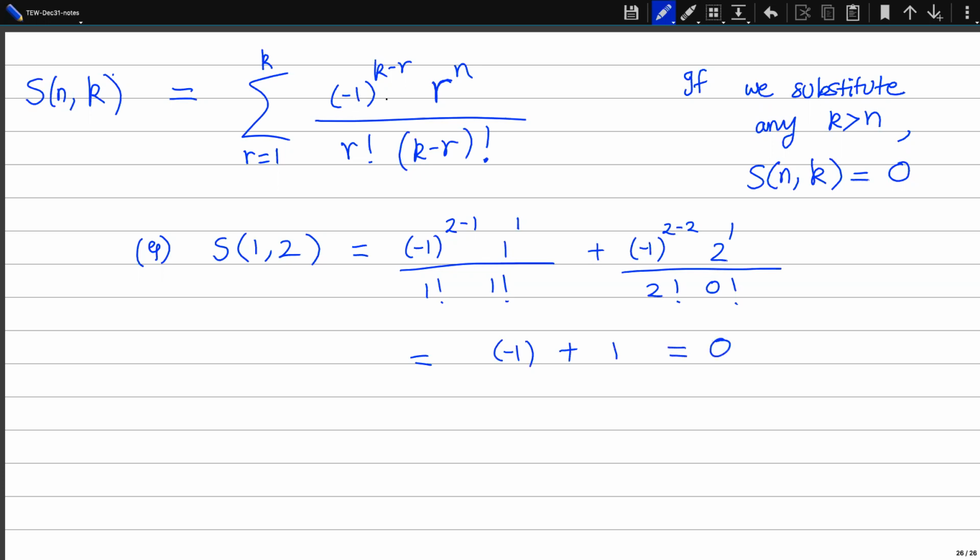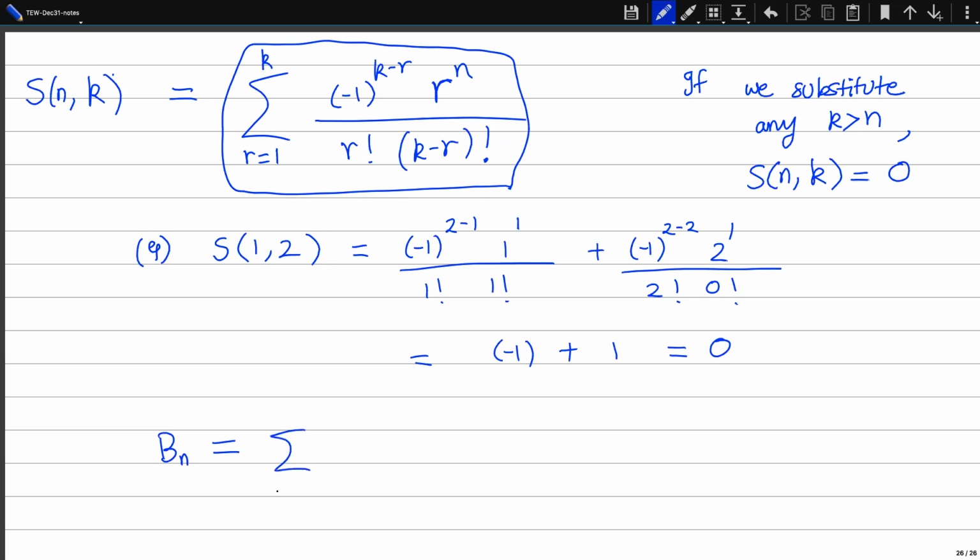So it's an interesting observation: if I put k bigger than n, the sum is always 0. Now let's use that. The Bell number B_n that I defined is the sum with k going from 1 to n of these S(n,k). But let me just do the sum from 1 to infinity of the S(n,k), because once k is big enough, these are just 0. Let me do an infinite sum, because then you'll start seeing some familiar numbers here. So k goes from 1 to infinity.